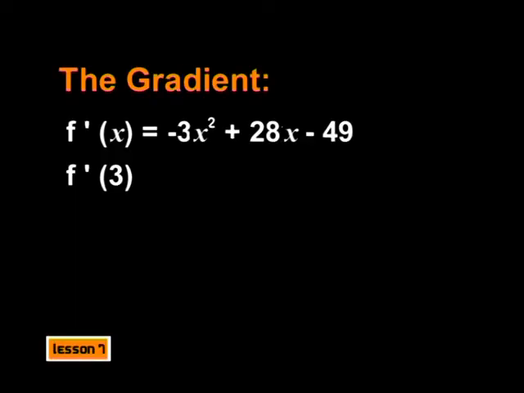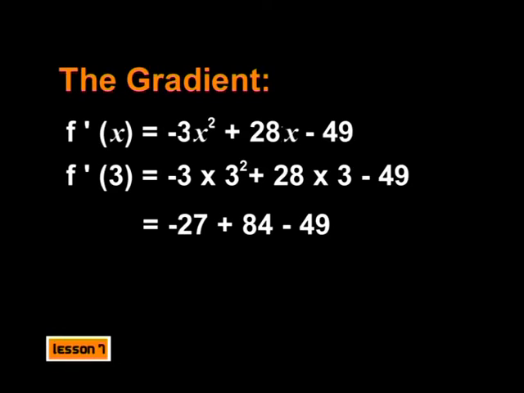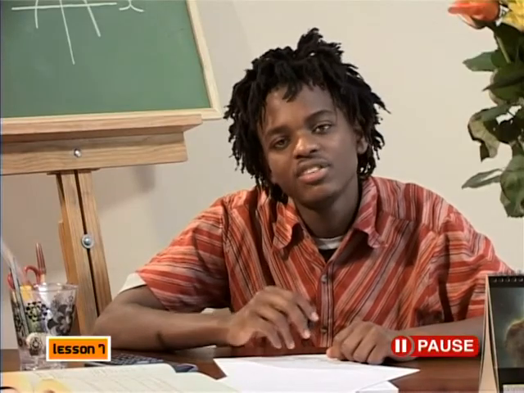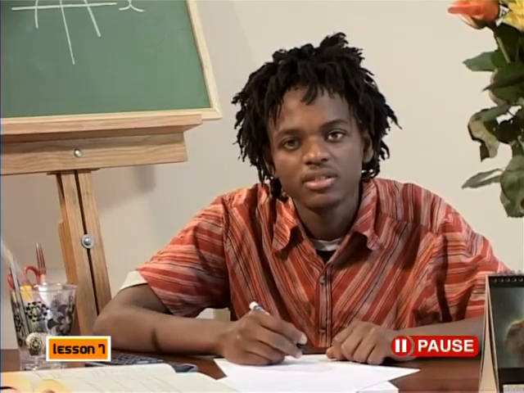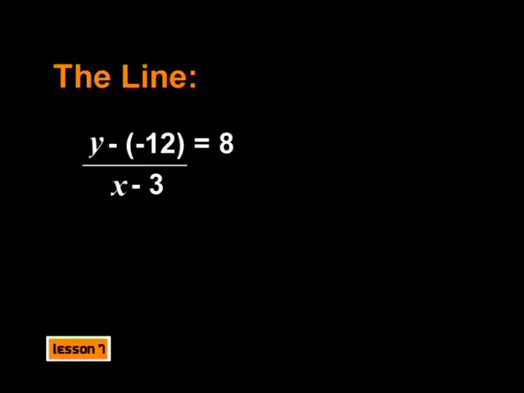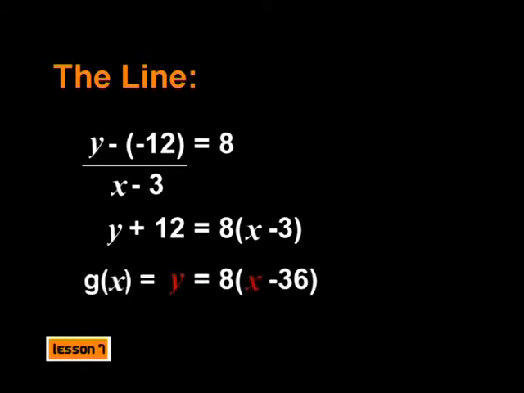So to do that, I need to calculate f'(3). So the gradient of the tangent is 8. Now all that is left to do is to find the equation of the new line. So the equation of the tangent is y = 8x - 36. Excellent, MacGyver. Now I want you to answer one more question for me.